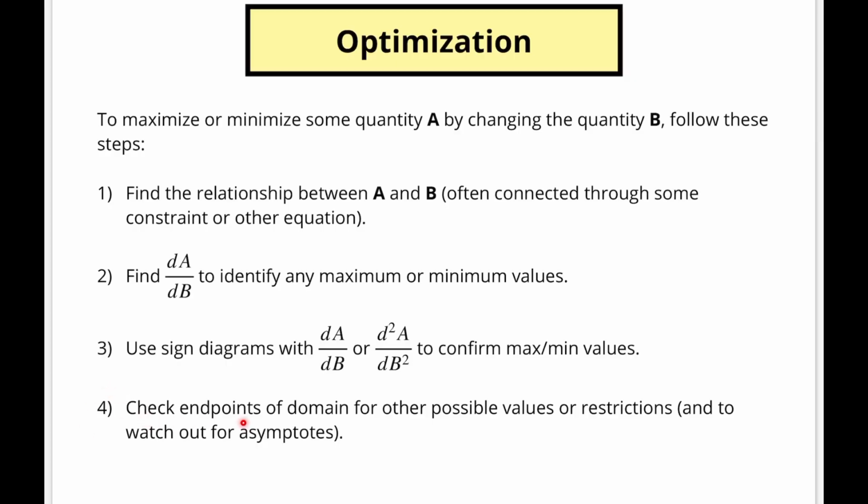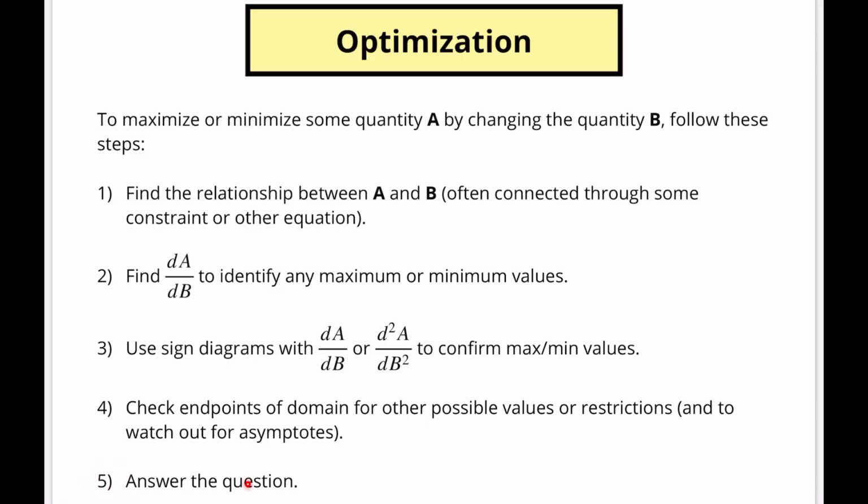Step 4, check the endpoints of your domain for any other possible values or restrictions that you might have, and watch out for any asymptotes if that is applicable. That's pretty straightforward. It's just like it sounds. Make sure you're not using negative values where you can't use negative values. Make sure you're not using 0 where 0 isn't applicable. If we say we have to make this many things, make sure you're accounting for making that many things and looking at that value as well as the minimum and maximum. All of these different things. So you're just checking multiple values to see which one might be the minimum or maximum if it's not in the curve. In step 5, answer the question.